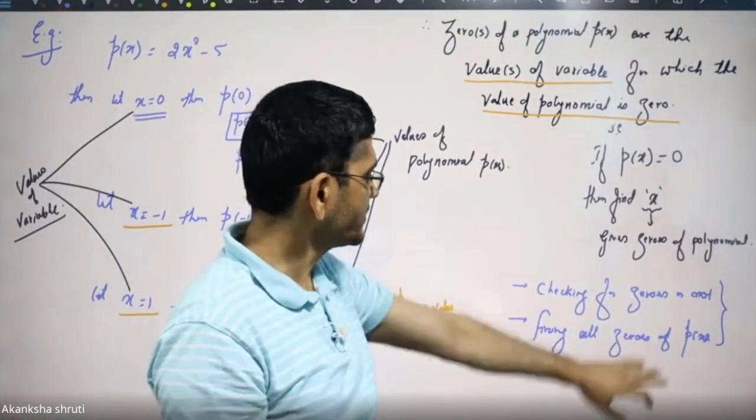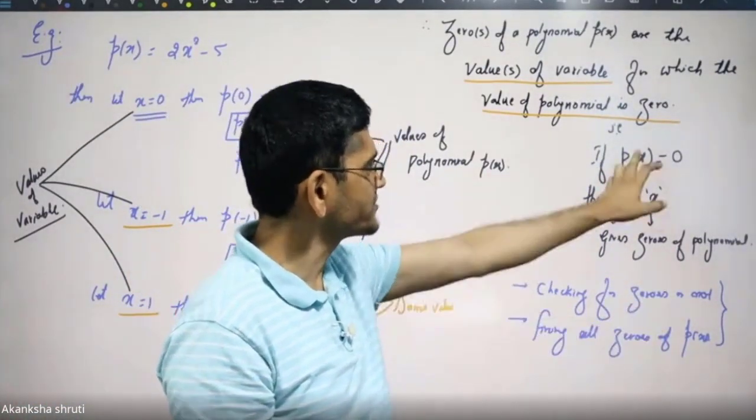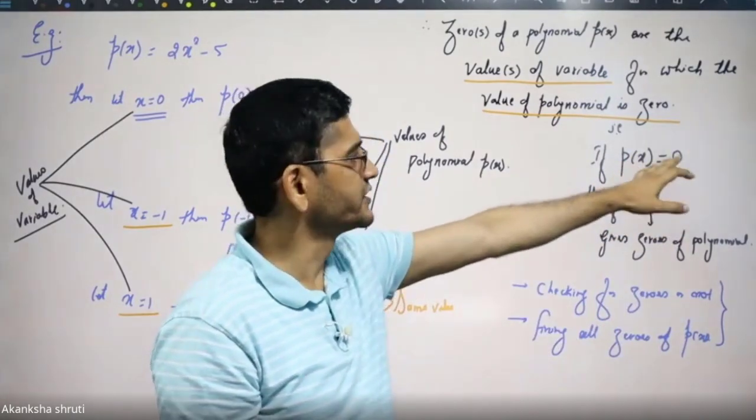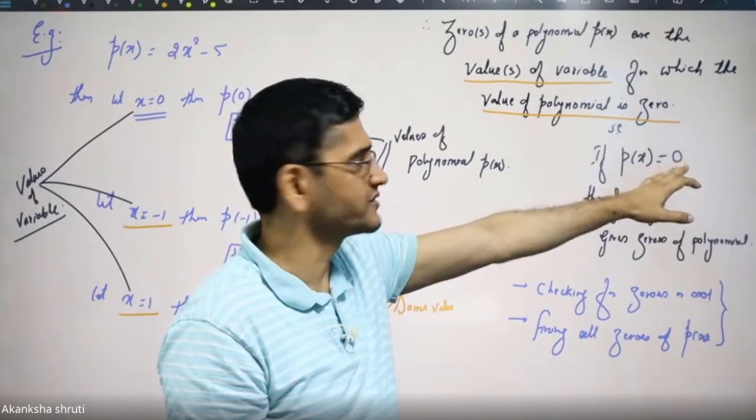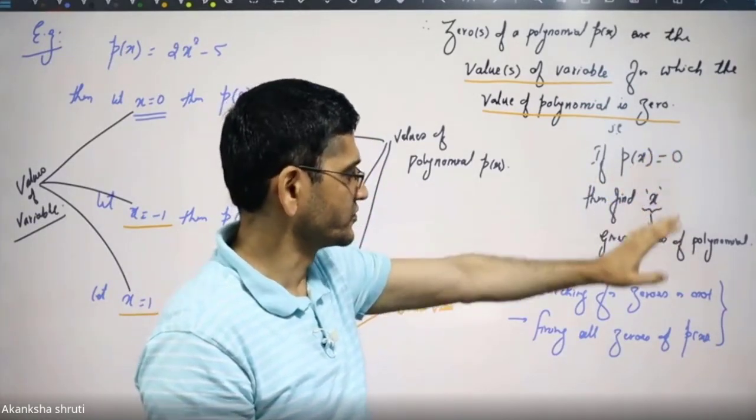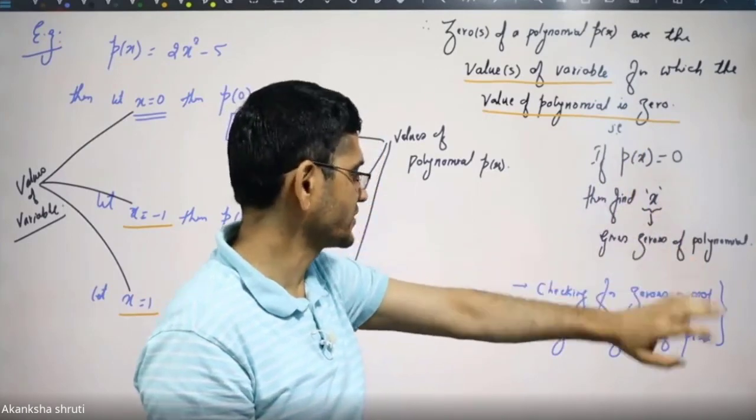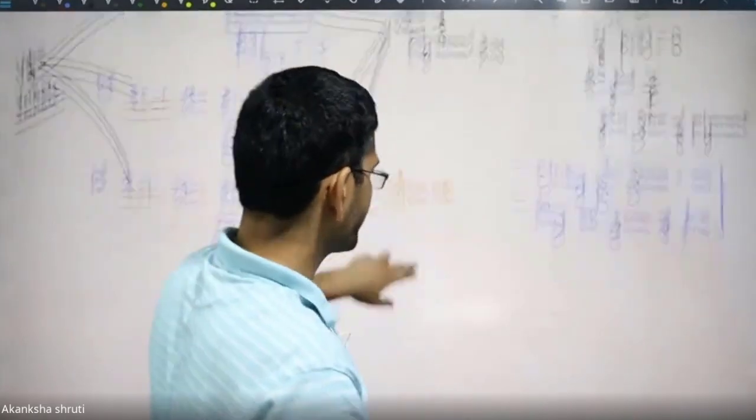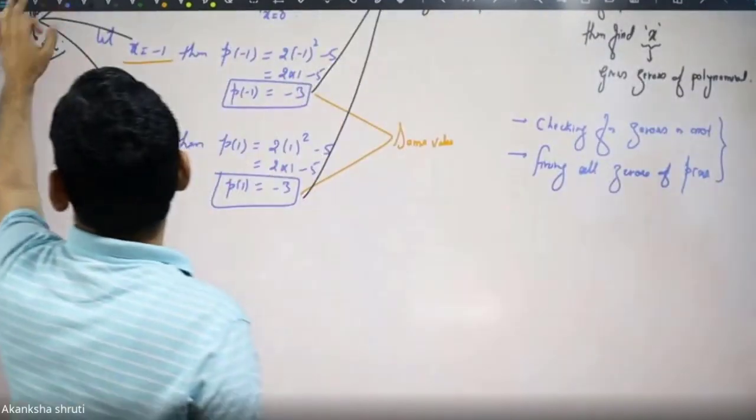So again, if the value of x is given, substitute the value of x in this p(x) and find whether it is coming 0 or not. If it is coming 0, then it will be called a zero. If not, then it will not be a zero. That we have also learned in class 9. Now here we have to focus on the second one, but let me take one question.